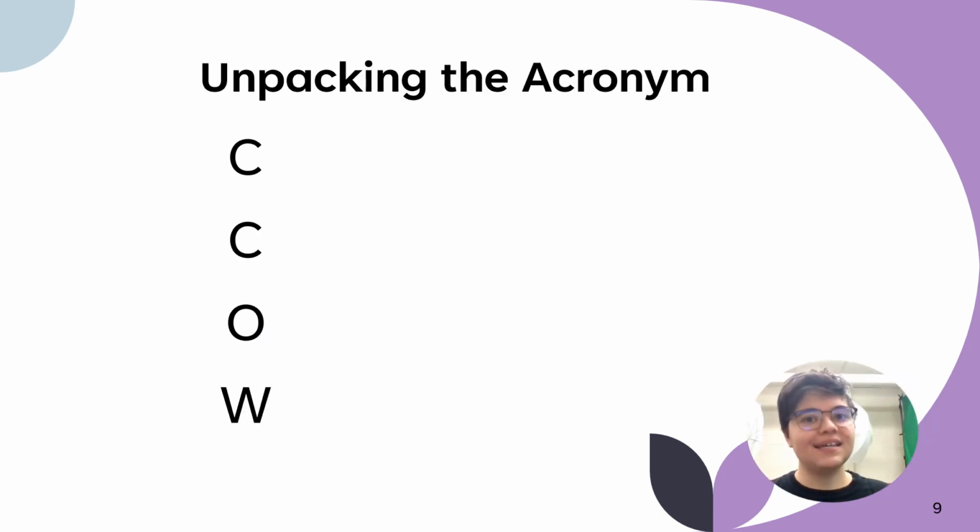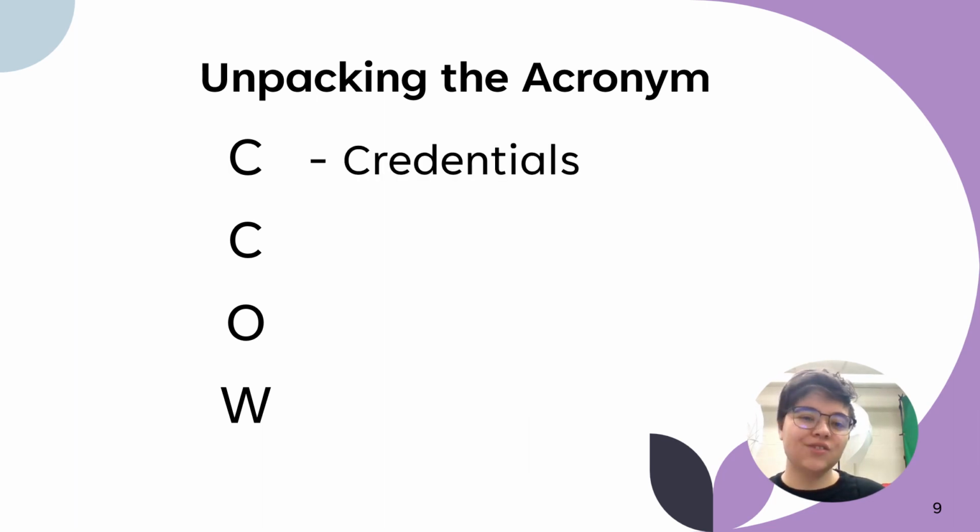Let's talk about what CCAL actually stands for. The first C is for credentials. Credentials are the reasons why the author is a qualified, trustworthy expert in the topic being discussed. The second C is for claims. Claims are the ideas and conclusions in a source and the accuracy and relevance of those ideas.